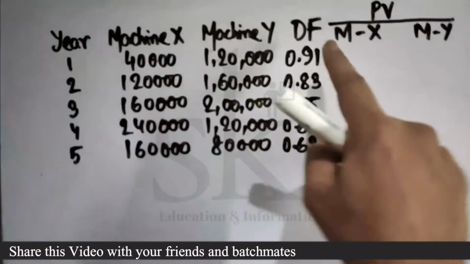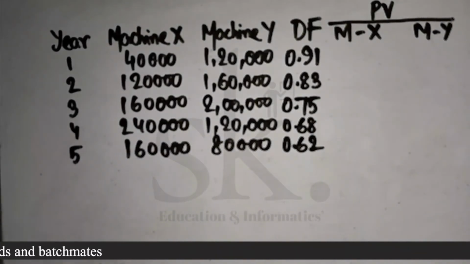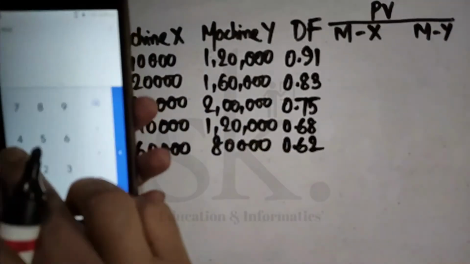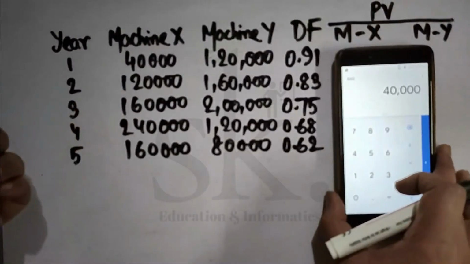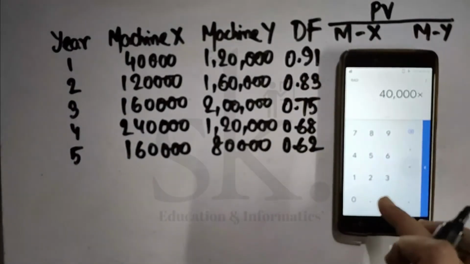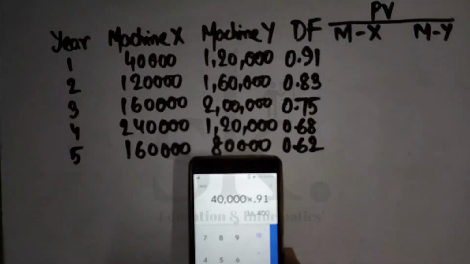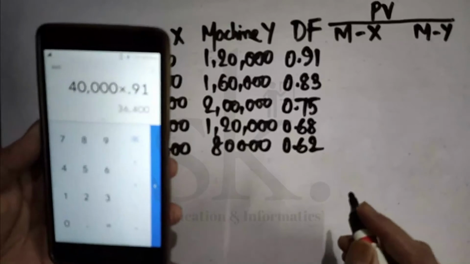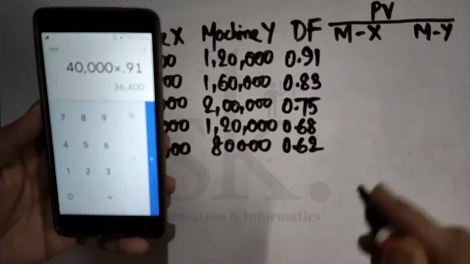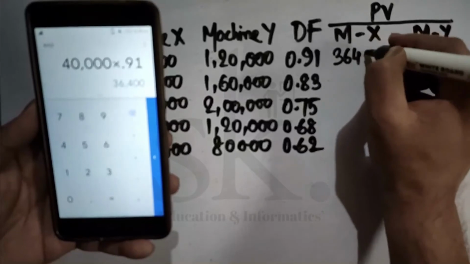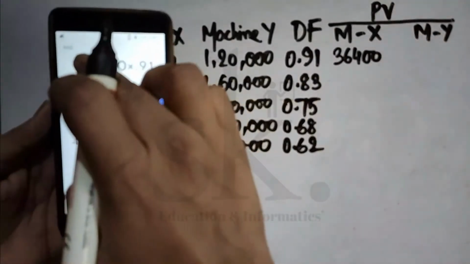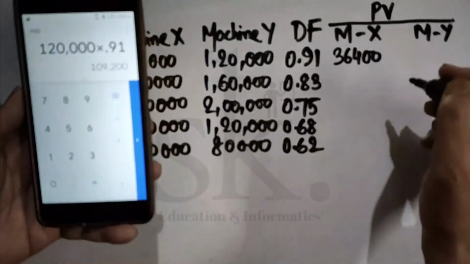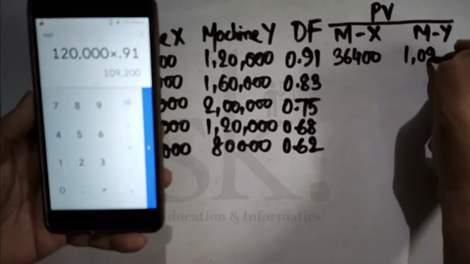For machine X, 40,000 into 0.91. Let us multiply this. So 40,000 into 0.91, we are getting 36,400. And if I change it to 1,20,000, I can straight away calculate from here. If I change it to 1,20,000, I'm getting 1,09,200 for machine Y.